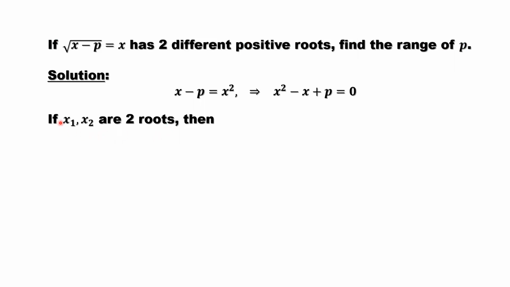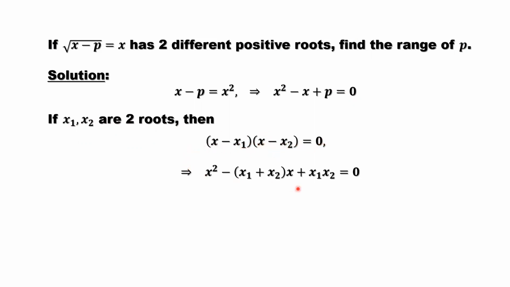We are assuming x1, x2 are two roots for this equation. Then we have (x minus x1) times (x minus x2) equal to 0. Simplify this, we have this here. Comparing both sides, let's mark it.